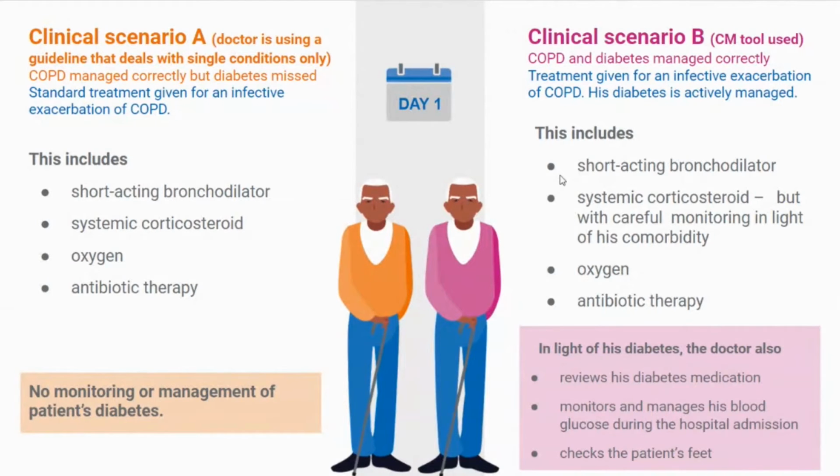will continue to monitor and manage the blood glucose closely during the hospital admission because of the steroids and the acute illness, and all important, will check the patient's feet. And why? Because that's exactly what the comorbidity tool tells you to do. And thus we get to dynamic algorithms that evolve and change as the patients change.